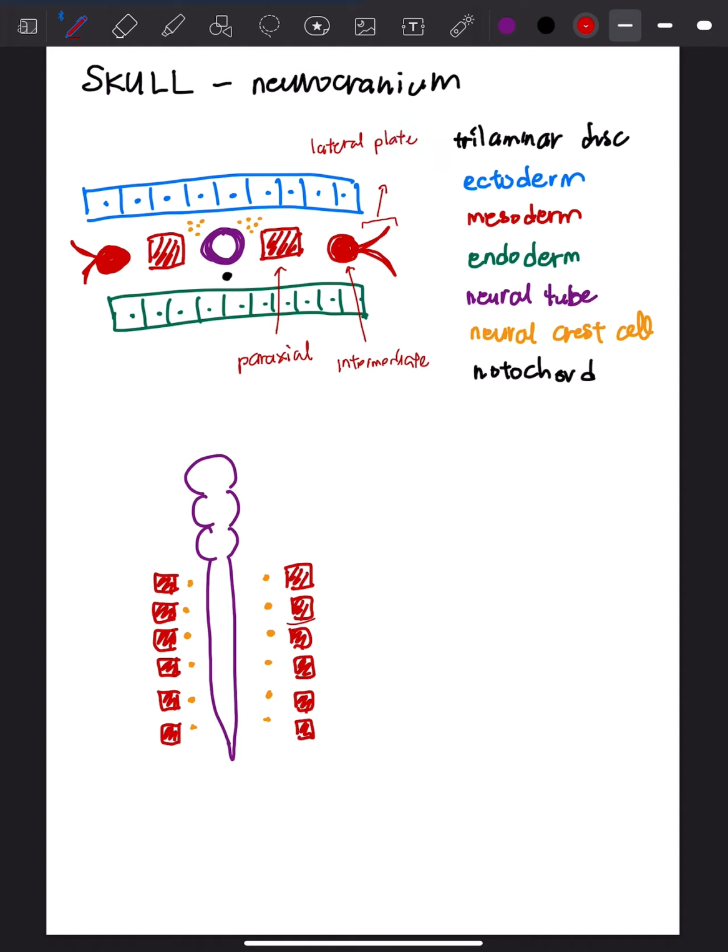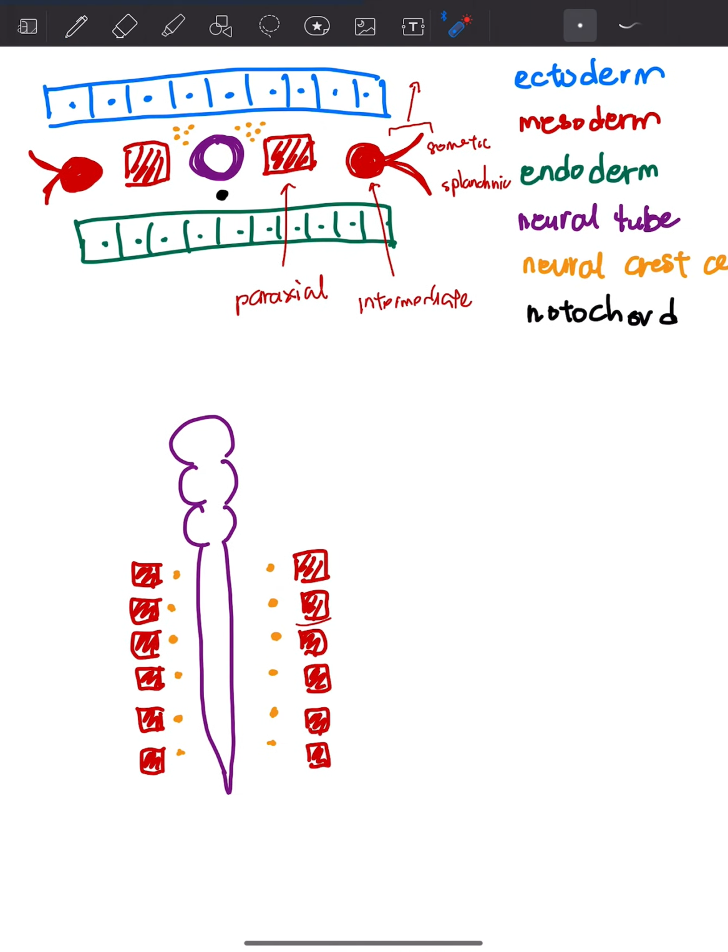You can see that this whole thing here is lateral plate, but it's going to divide into two. So you have the splanchnic layer and the somatic layer. When we look into a much more complete embryo, when I draw a sagittal cross section, you can see clearly the somatic and splanchnic. But for now, it's good that you remember these structures here.